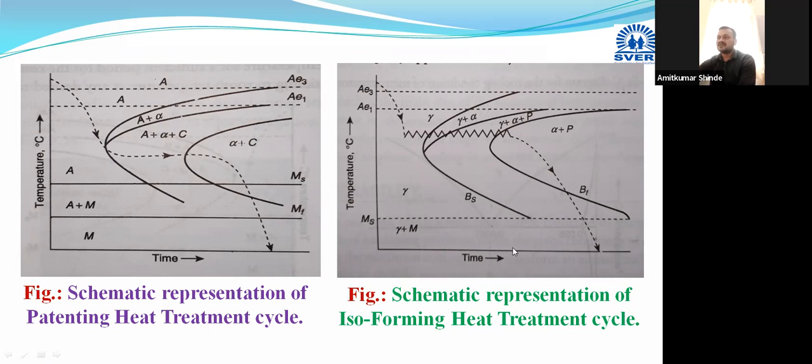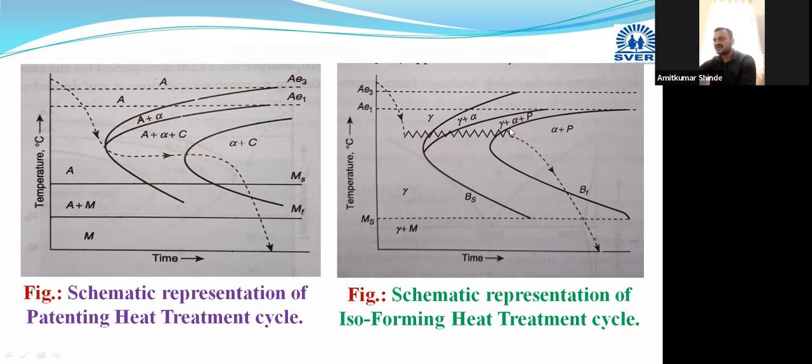And in the last, the isoforming heat treatment cycle, the first two stages will be the same. The steel sample is heated in the austenitic region, then some soaking or holding time is provided for equalization of temperature and to obtain homogeneous austenite. Then it is cooled to just above the nose temperature.